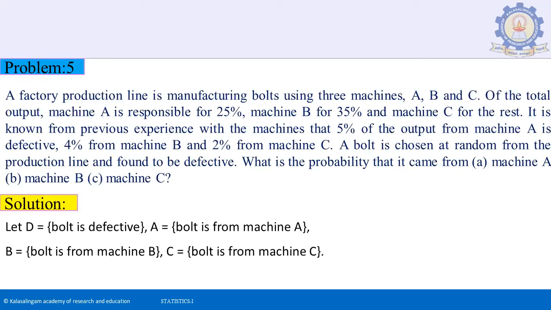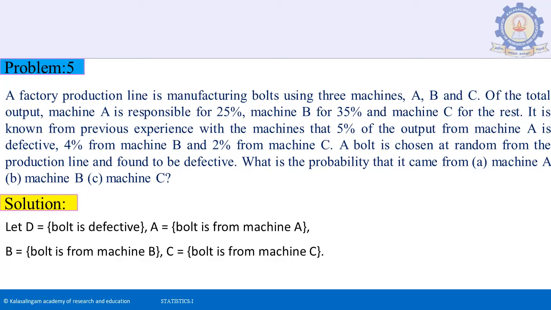A factory production line is manufacturing bolts using three machines A, B, C. Machine A is responsible for 25% of the total output, machine B for 30%, and machine C for the rest. It is known from previous experience with the machines that 5% of the output from machine A is defective, 4% from machine B and 2% from machine C. A bolt is chosen at random from the production line and found to be defective. What is the probability that it came from machine A, machine B and machine C?